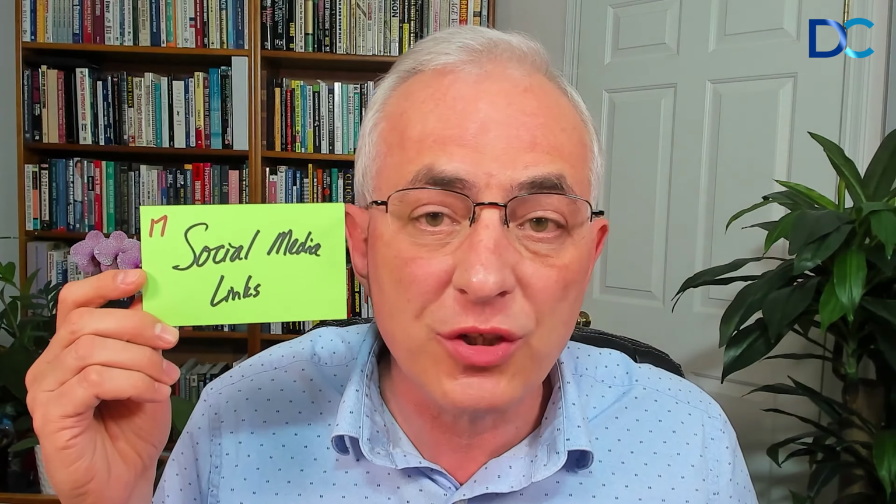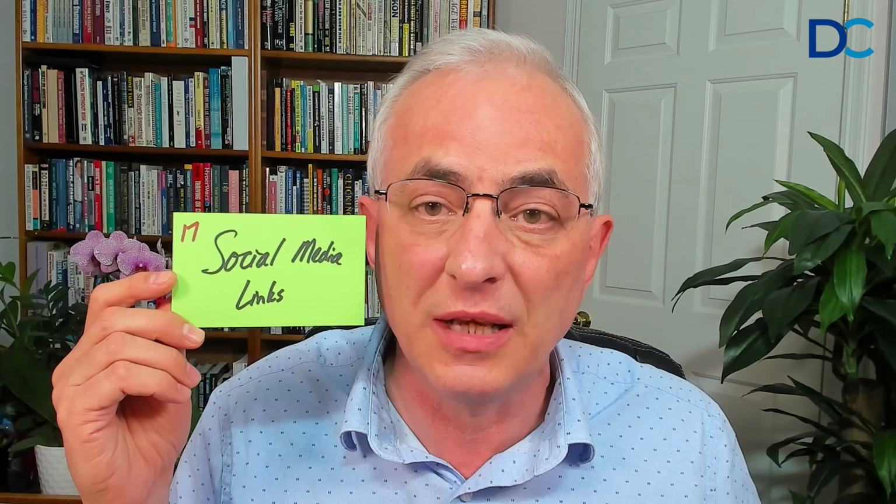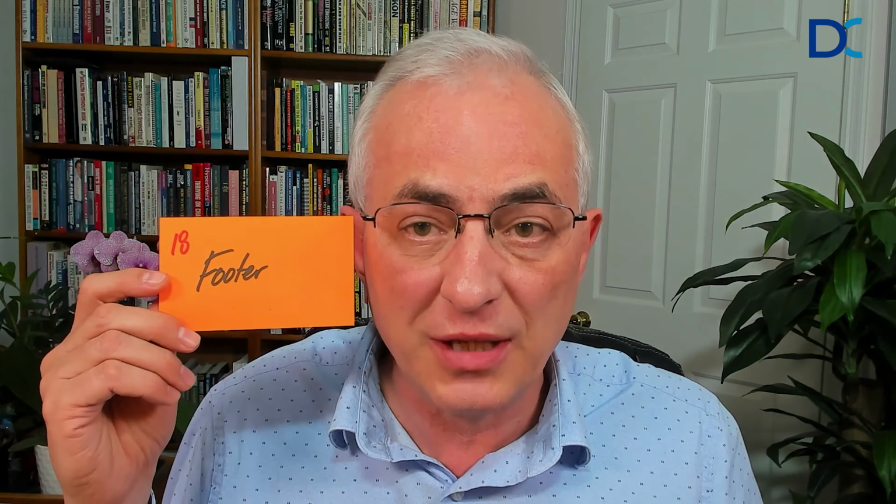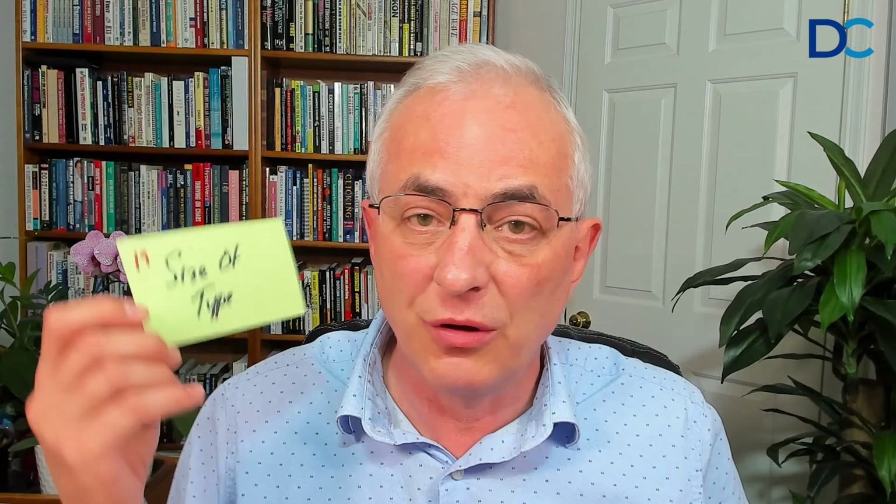Next is, hey, what about your social media links? Can you put some social media links in your email and see which version, do I put it at the bottom? Do I put it in the middle? Do I put it off to the side? Any of those, which one gets the highest number of social media followers? Number 18 is your footer. You can oftentimes put things into the footer that makes a huge difference in terms of the total presence of your email. Number 19 is the size of type.